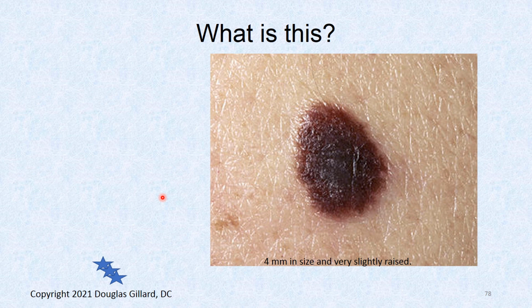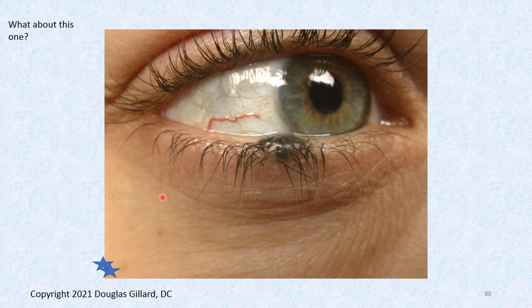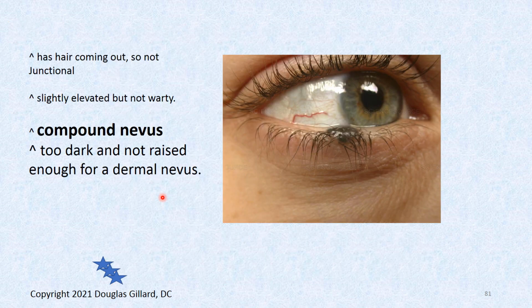What about this one? 4 millimeters, slightly raised. Okay, it's not super raised. It's not flat, so it can't really be a junctional nevus. It's not raised enough to be a dermal nevus, so it's a compound nevus. All right, so everything I just said, compound nevus. Yeah, they can be right there too. What do you think of that one? Well, it's not warty. It's not flat though, so it's probably another compound nevus. It's a little darker than usual, but it did turn out to be a compound nevus.